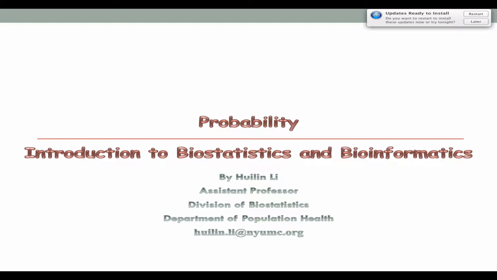Typically, statistical work usually starts with the study design, and then we collect the data. After the data are collected, we do some cleaning, and then we perform the data analysis. This kind of data analysis usually requires knowledge of probability and statistical modeling. So you can see that probability is the foundation of statistical analysis. So today, I'm going to focus on probability.